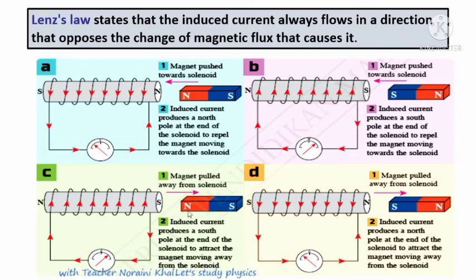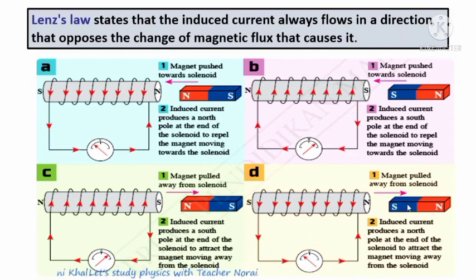C. Let's say north pole is moved away. So what happens? Based on Lenz's law, induced current produces south pole at end of the solenoid to attract the magnet moving away in order to oppose the effect. Thus, if this end is south, direction of current is clockwise. You continue to mark. You can see current flows from left to right. Thus, pointer of galvanometer deflects to right.